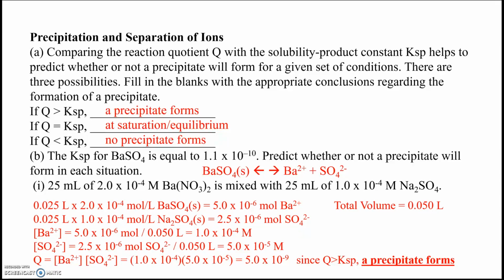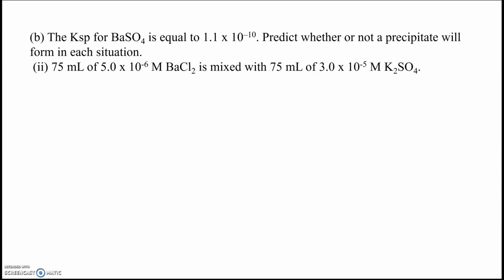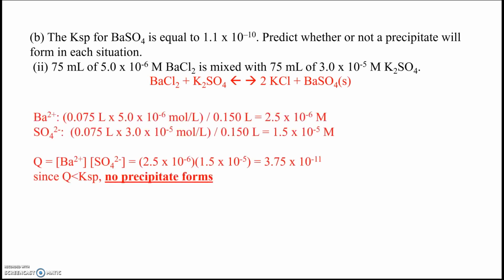Well, now let's look, of course, at the other situation where I have a KSP for the same barium sulfate. Now I'm going to mix 75 milliliters of barium chloride with 75 milliliters of potassium sulfate. And I'm going to need to see, okay, what is my relevant equilibrium that I need to concern myself with? And of course, it's going to be barium sulfate because my other possibility of potassium is potassium chloride, which would be quite soluble in water. So here's my equilibrium.